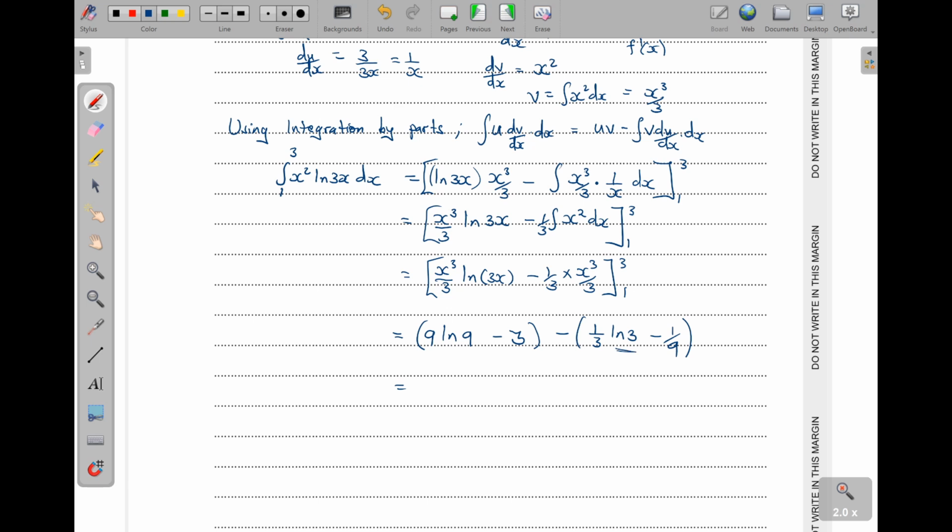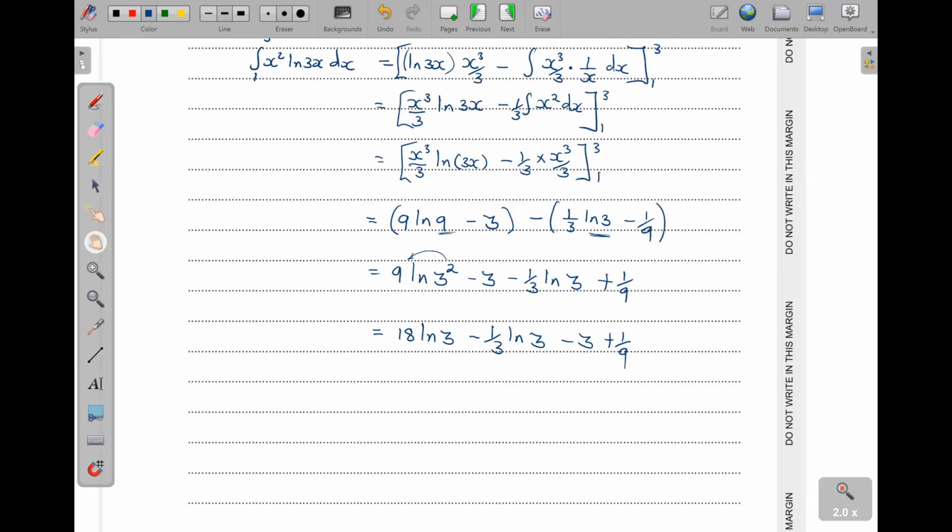Now, since I've seen natural log of 3 here, and then 9 here, and yet 9 is the square of 3, I can express it in terms of the natural log of 3. So I can write 3 squared, then minus this 3, now minus a third, natural log of 3, then plus, because the negative affects this one, 1 over 9. Now, using the rules of logarithms, the 2 will come this side and multiply with that 9. So we shall have 18 natural log of 3. Now we shall subtract a third, natural log of 3. Then you have minus 3 plus 1 over 9.